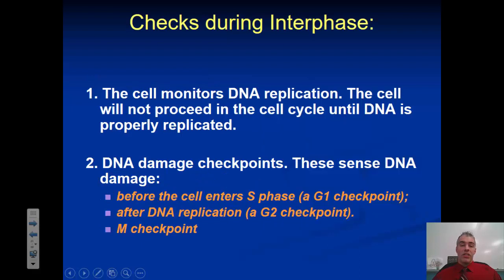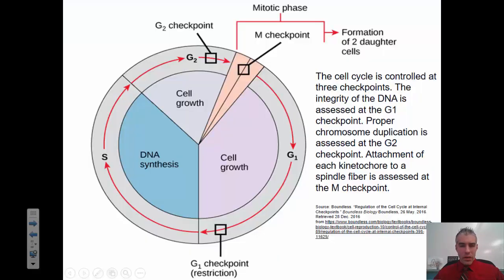So the purpose of the checkpoints is to monitor DNA replication. Did it happen properly? Are there mistakes that were made? Are there lots of mutations? If the DNA has not been properly replicated, the cell will not go to the next step. So these DNA damage checkpoints actually occur before the cell enters S phase. It's called the G1 checkpoint because it happens right before S phase, which is in G1. The DNA replication checkpoint, which is a G2 checkpoint, and then the M checkpoint, which makes sure that all of the chromosomes are lined up perfectly in the middle during metaphase.